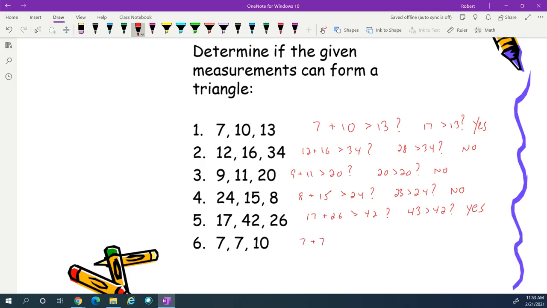And 7 plus 7 greater than 10? 14 is greater than 10. So yes. Again, the sum of the two smaller sides must be greater than the third side. If that's true, we form a triangle.